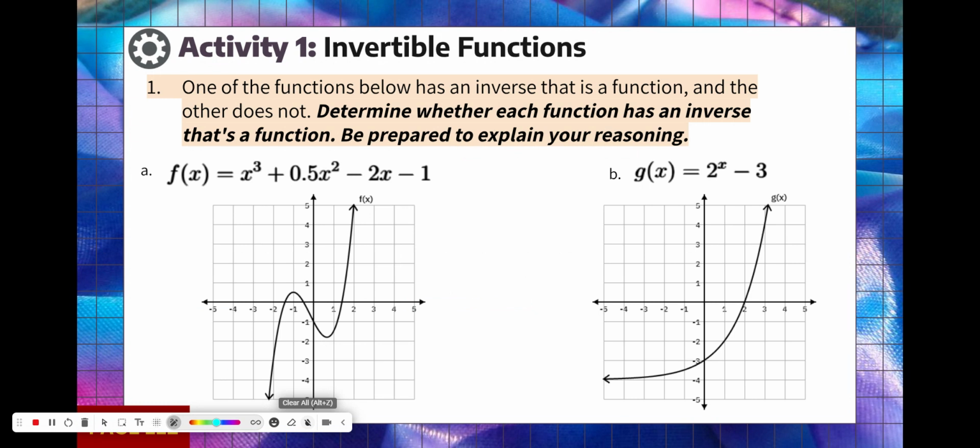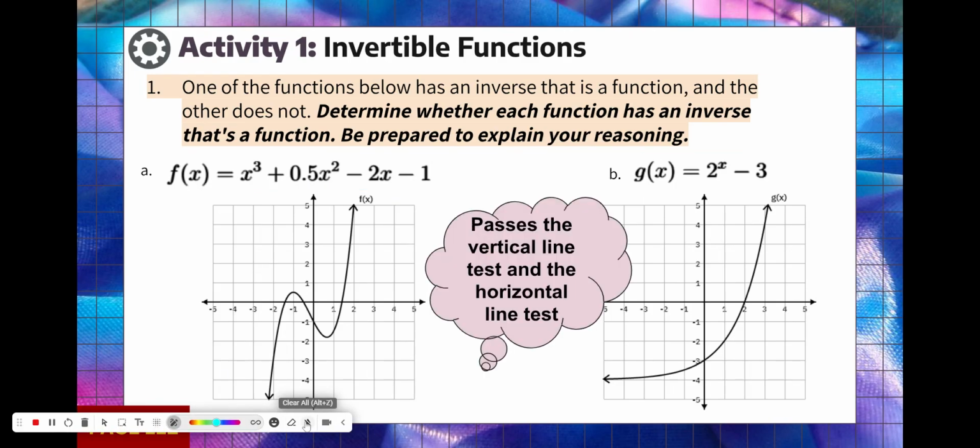Now, let's take a look at this example. Invertible function, activity 1, page 112. Okay? Now, take a look at this equation. This is a lot. If you plug that in Desmos, you should have this. Look, let me show you. There's a clue. It says passes the vertical line test and the horizontal line test. It should pass both the horizontal line test and vertical line test.